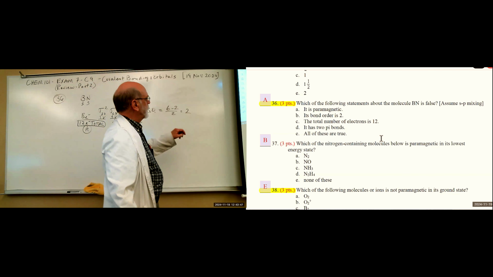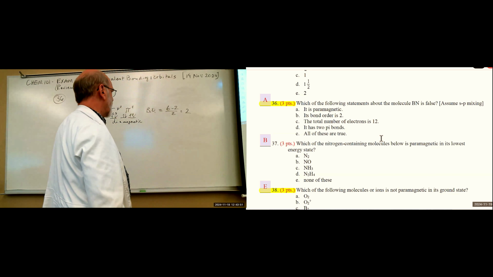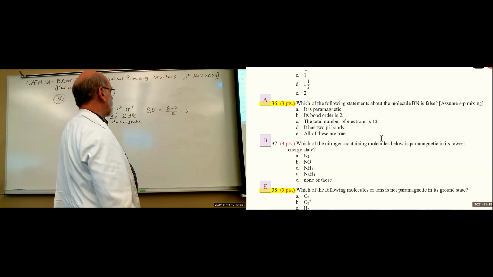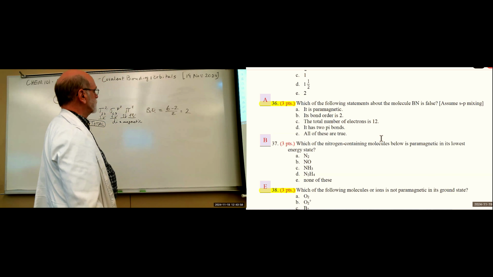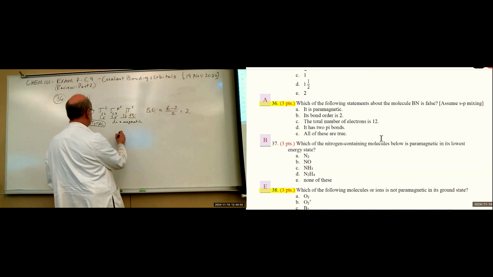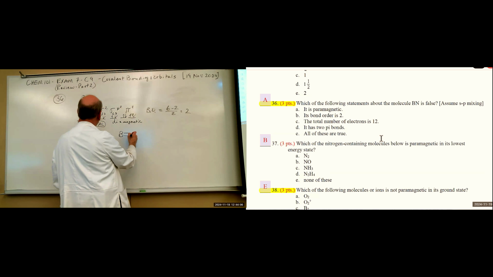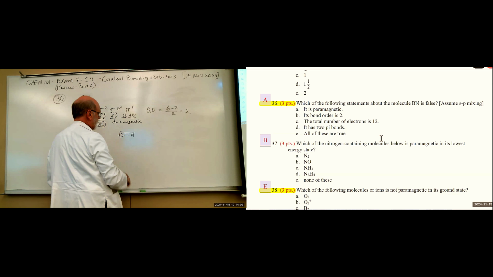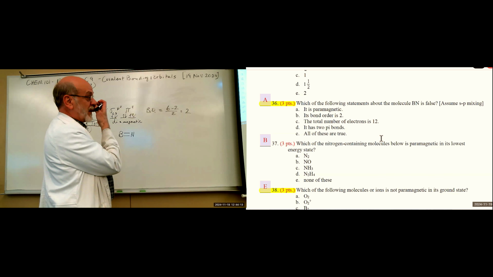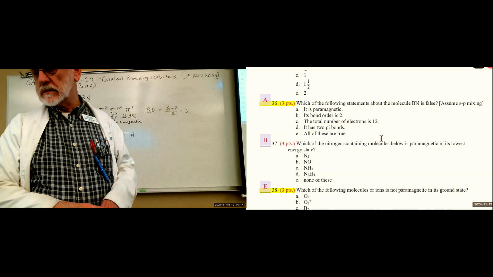Has 2 pi bonds. I don't think so. It has a sigma, bond order 2. It has a sigma and a pi. So D is false also. Ooh, hadn't noticed that one.